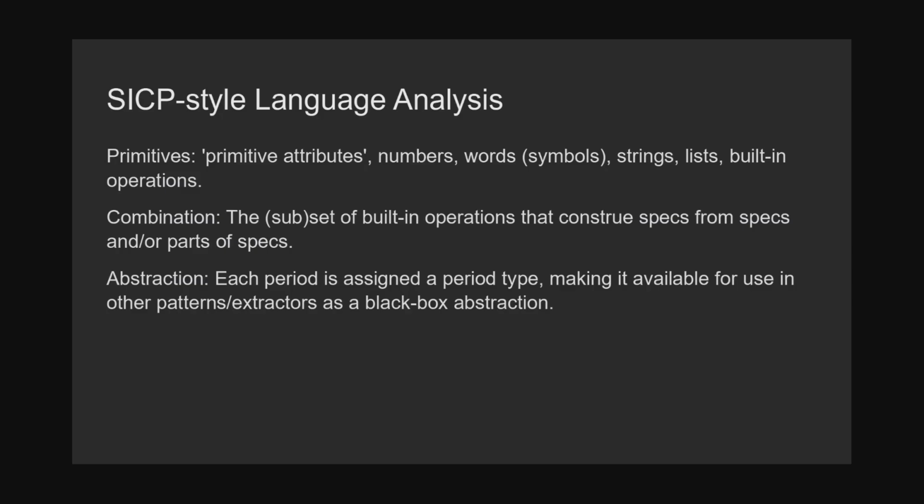In terms of combining this, various built-in operations construe new period specs from existing ones or parts of ones that might be defined on the go. And the abstraction is then the fact that once you have a period, it becomes part of the stuff we detect under that particular category of them, and other periods will then automatically build on top. So the periods that get added become available for use in other ones automatically as a black box abstraction.